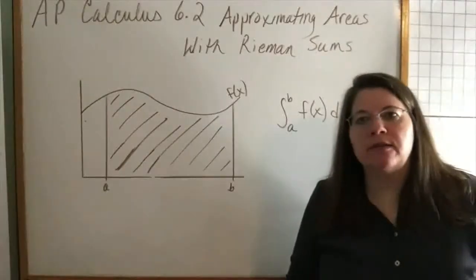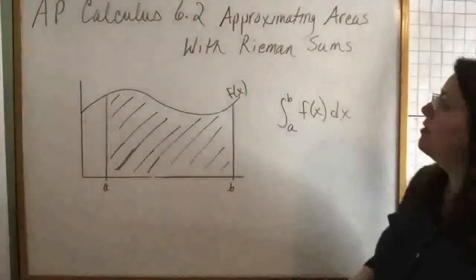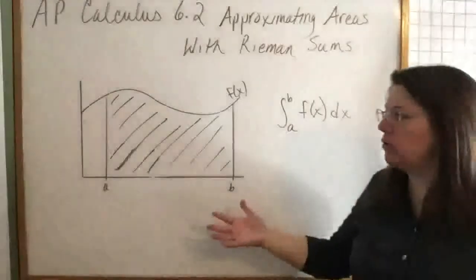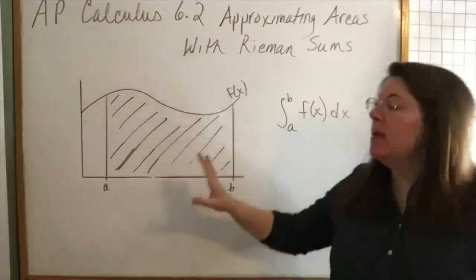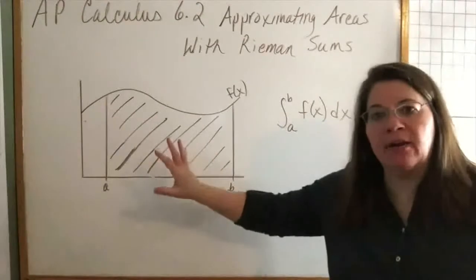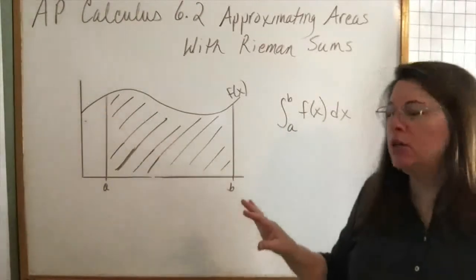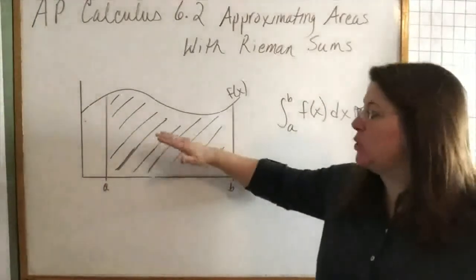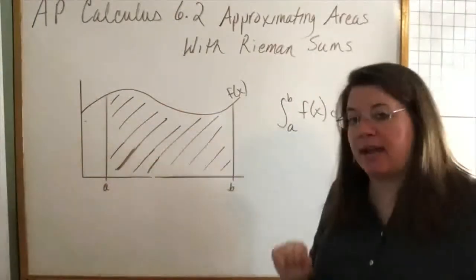This is AP Calculus 6-2, approximating areas with Riemann sums. And we have introduced what integrals mean. Integrals are basically the area underneath the curve. And we talked about when we have the area underneath the curve, we're actually talking about the area between the curve itself and the x-axis.